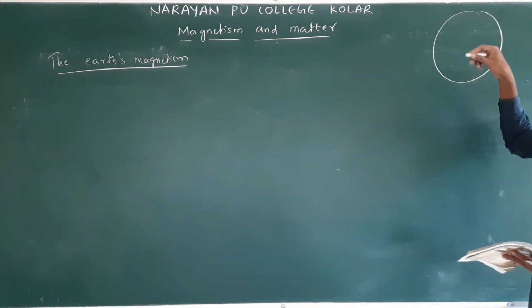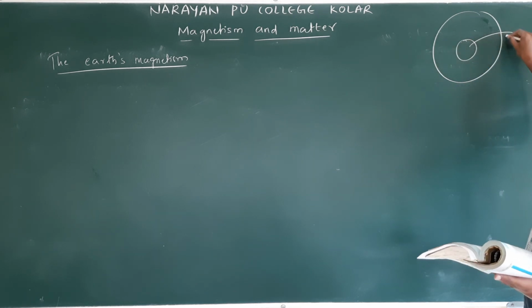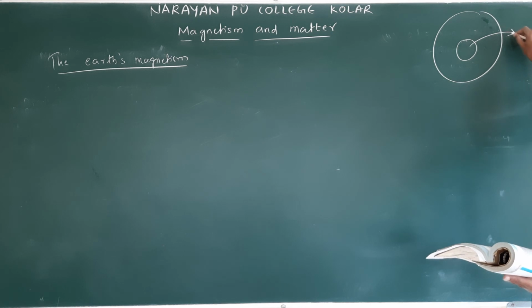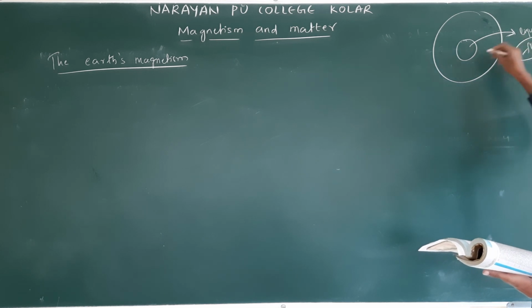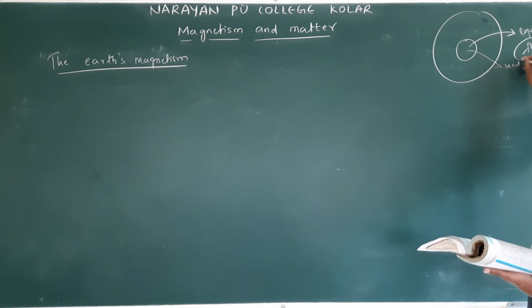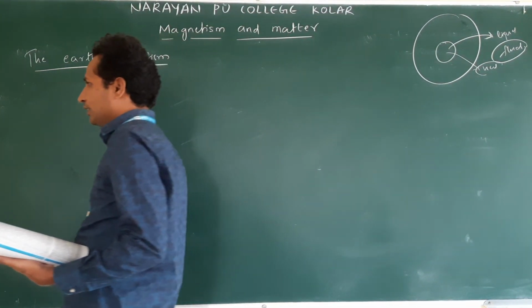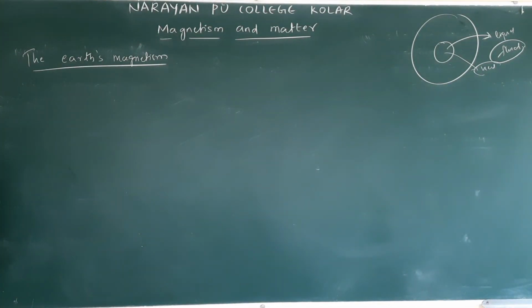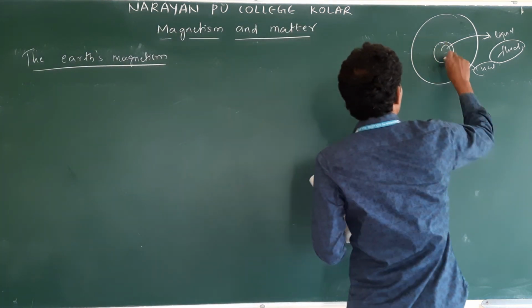Suppose we consider this as the core. This core is completely in which state? Liquid state, or sometimes we call it a hot fluid. So it maintains high temperature. There is no solid at the core of the Earth; it is completely liquid. So what happens? That liquid moves like this.